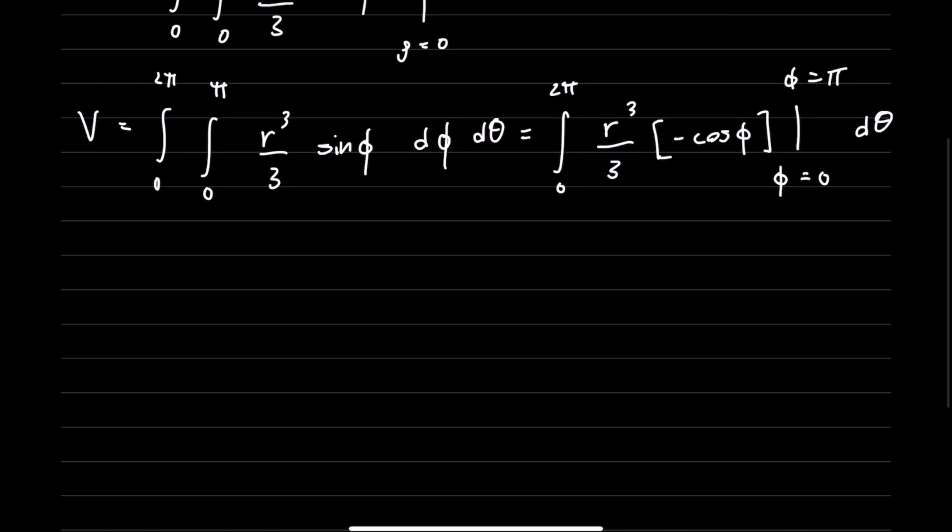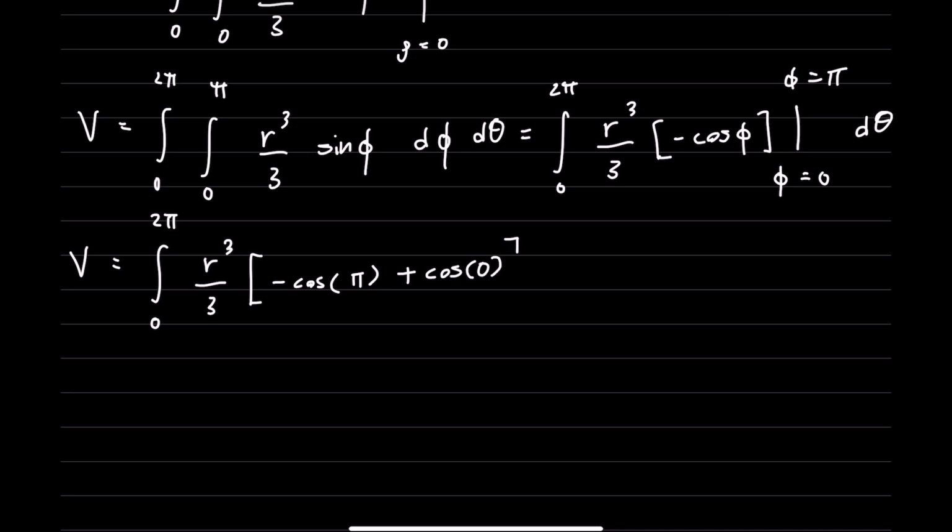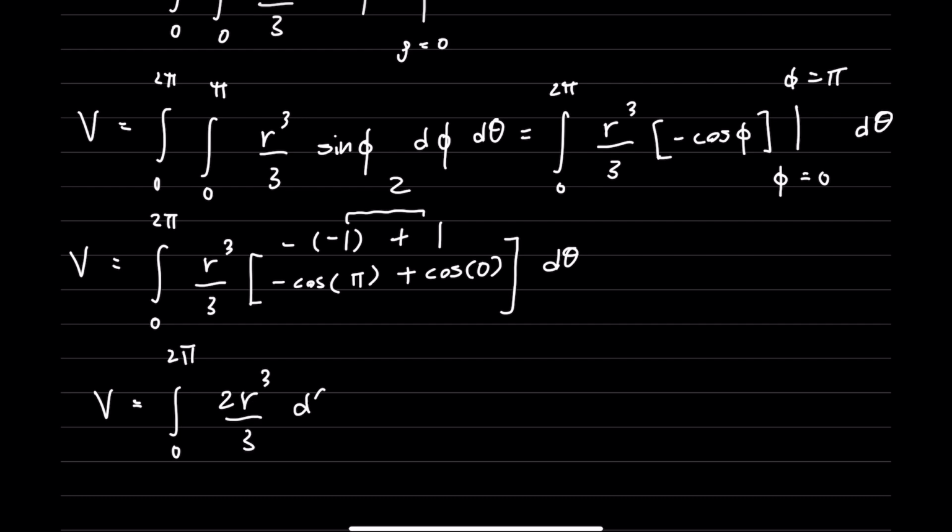So now we just have to evaluate at the endpoints. The volume is the integral from 0 to 2 pi. We still have this r cubed over 3 term. So we're going to have a negative cosine of pi plus the cosine of 0, d theta. Cosine of pi is negative 1, so negative negative 1 plus 1. So in total, we're just going to have 2. The volume is the integral from 0 to 2 pi of 2r cubed over 3 d theta.